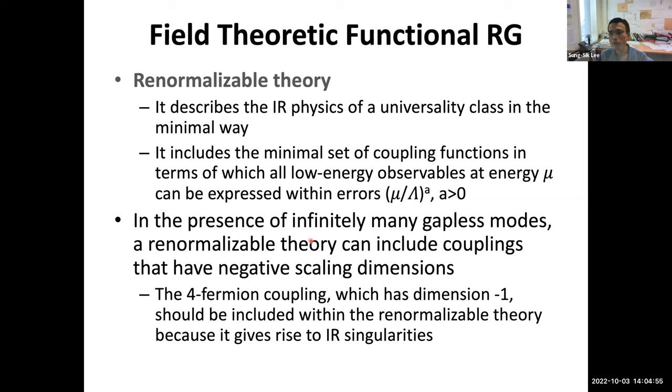Okay. In particular, in the presence of an extended Fermi surface, a renormalizable field theory can include couplings that have negative scaling dimension. In particular, the four-fermion coupling has a scaling dimension of minus one. However, we should include it within the renormalizable field theory, because without it, we cannot capture the low energy physics within this power law accuracy. Okay, because this four-fermion coupling actually gives rise to a logarithmic singularity at low energy. So therefore we should include it in the low energy effective theory, despite the fact that it has negative scaling dimension. Okay. You cannot construct the renormalizable theory just based on the scaling dimension.